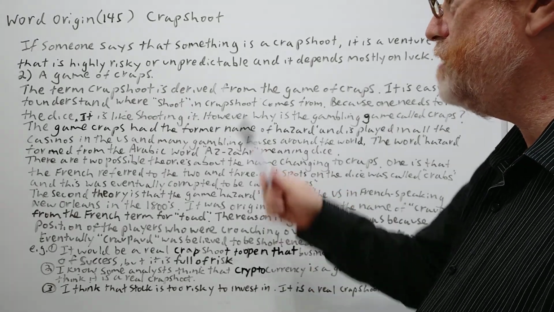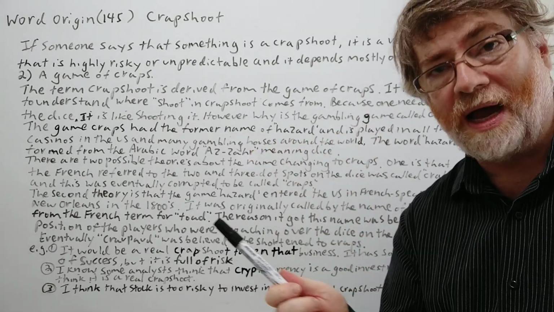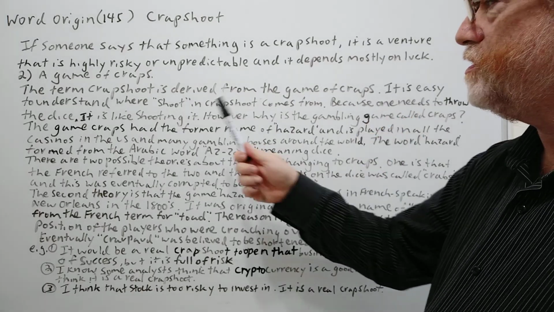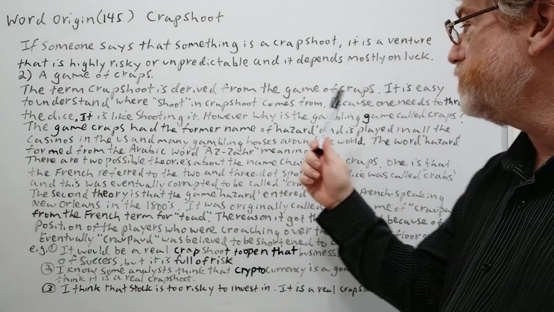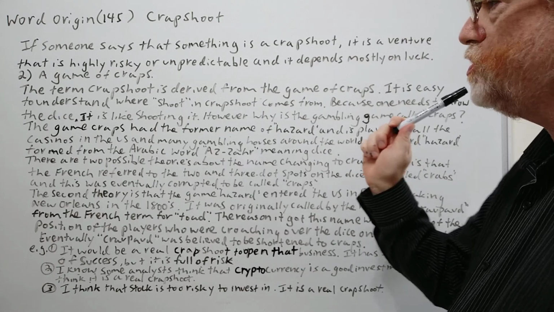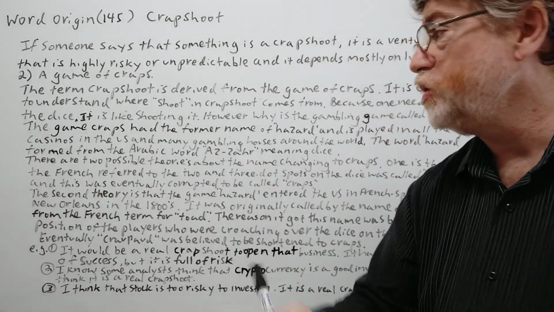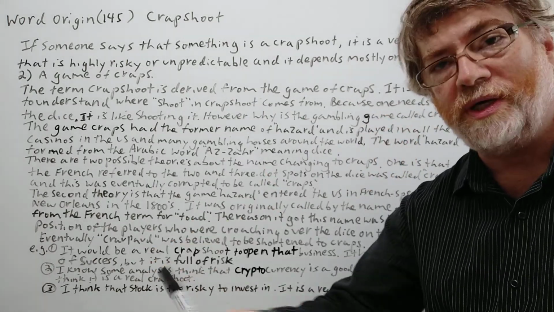All right, let's continue. The term crapshoot is derived from the game of craps. It is easy to understand where the shoot in crapshoot comes from, because one needs to throw the dice. It is like shooting the dice, basically.